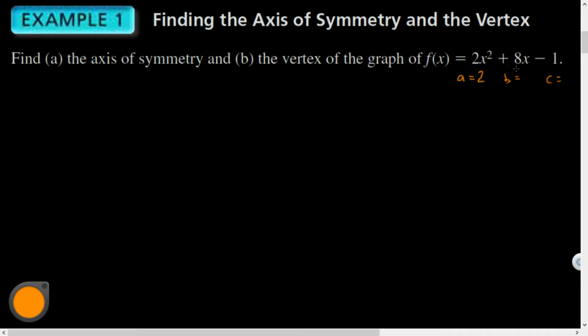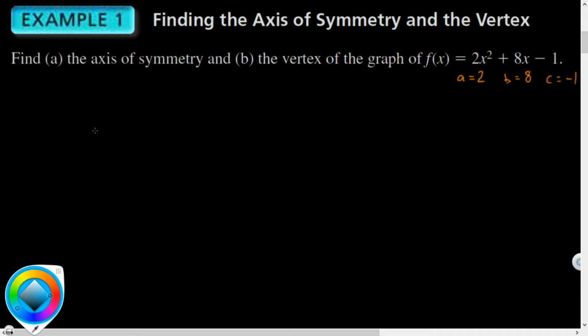The B is going to equal 8, and if this was a minus sign, then it would have equaled negative 8, okay? So the B is the coefficient of the x term, but it does not include the x, it's just the number. And the C is going to be the constant, which is the negative 1, so including that sign, the negative 1. So they want us to find the axis of symmetry.